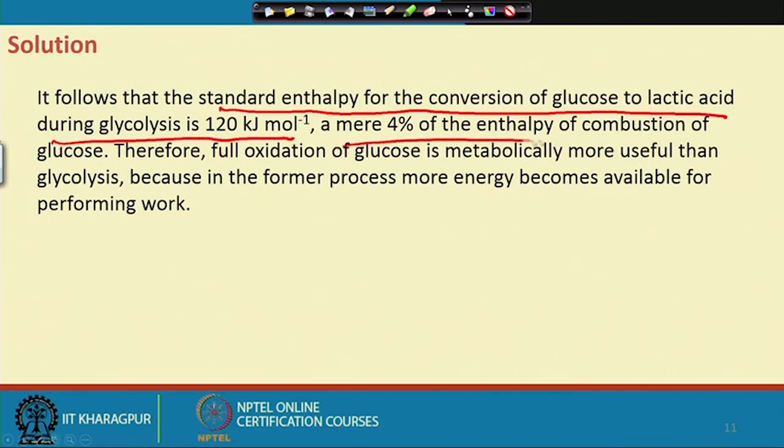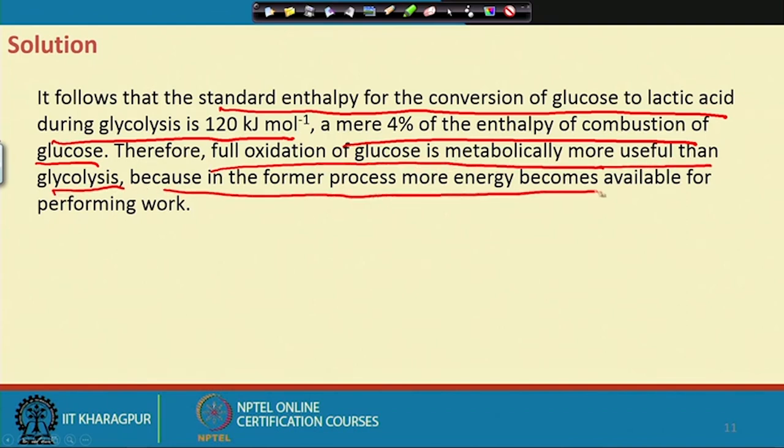This is merely 4% of the enthalpy of complete conversion of glucose to carbon dioxide and water. Therefore, full oxidation of glucose in metabolism is more useful than glycolysis, because the former is a more energetic process, and more energy becomes available for performing work. So from the energy point of view, glucose to carbon dioxide and water is more attractive as compared to glucose to lactic acid.